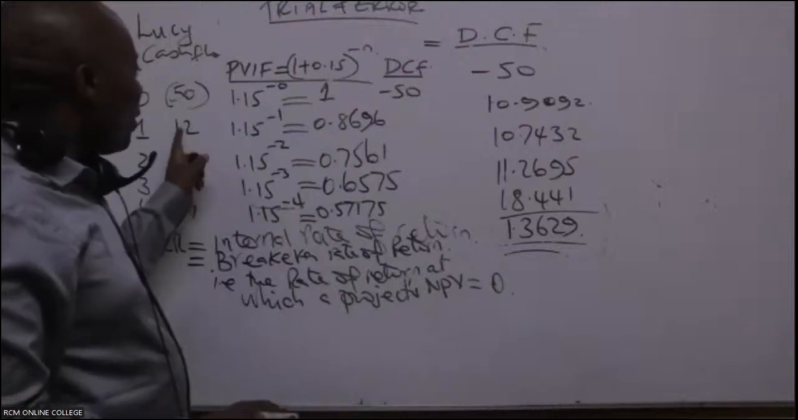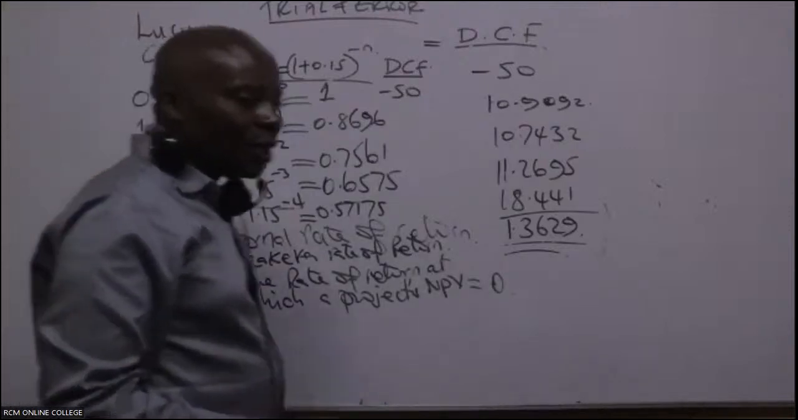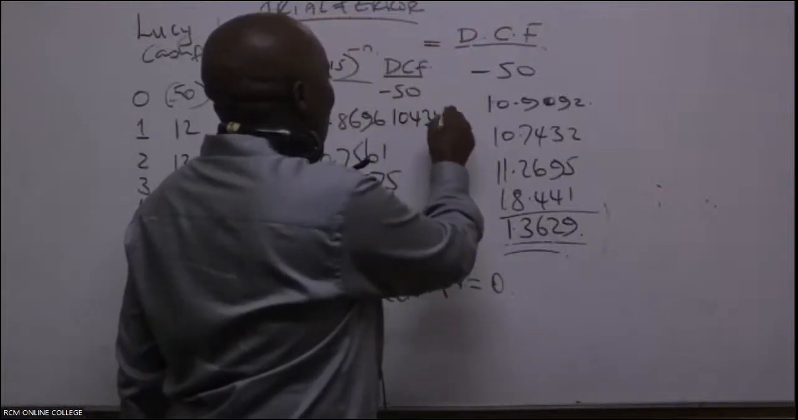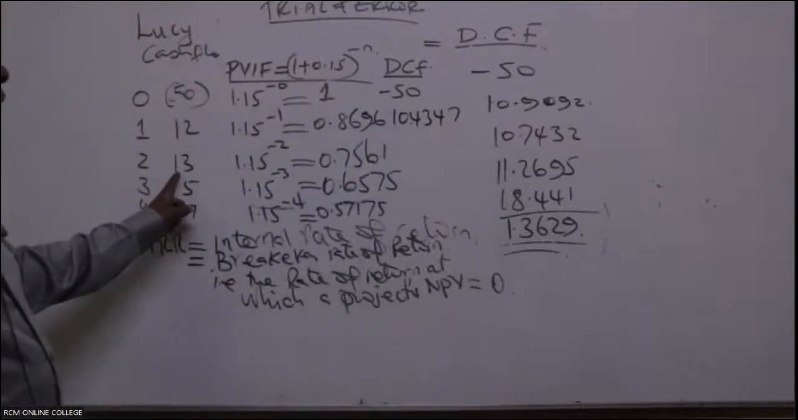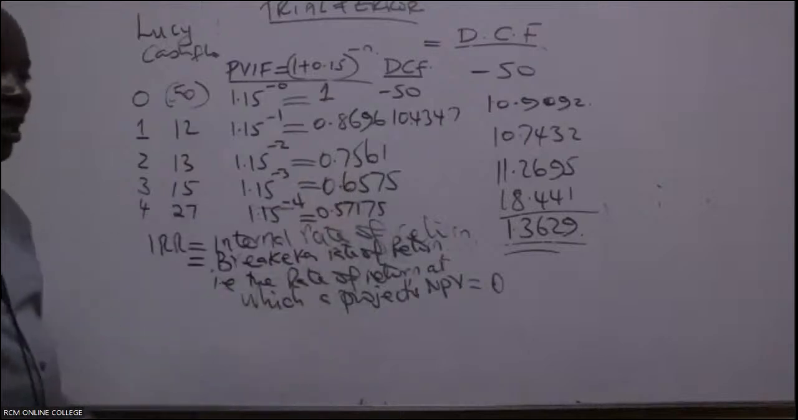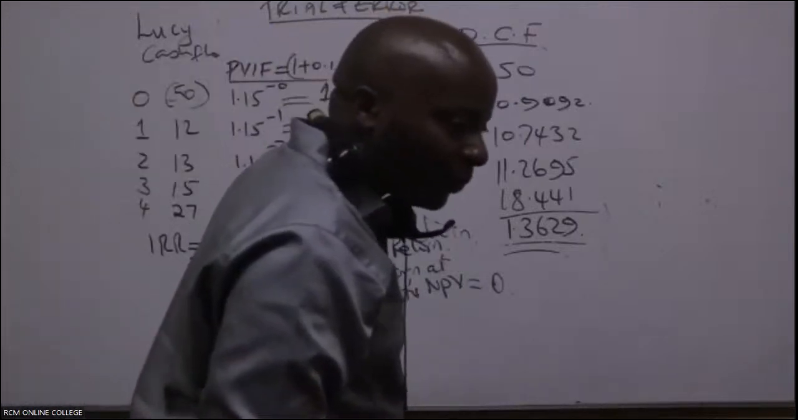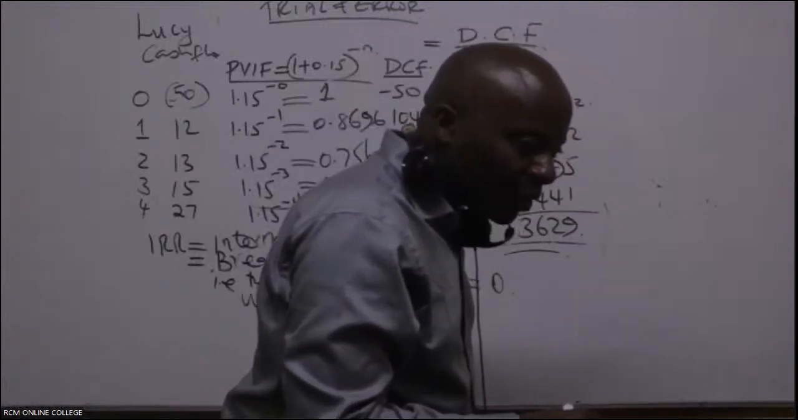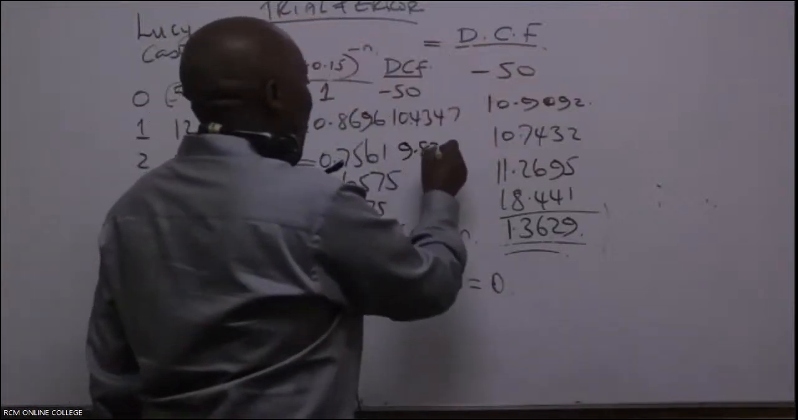How I wish everybody was giving me answers. 4 decimal places still. We have Betty with 10.4347. And then we go to 13. So 13 times 0.7561. According to Betty, she's getting 9.8299, something like that.